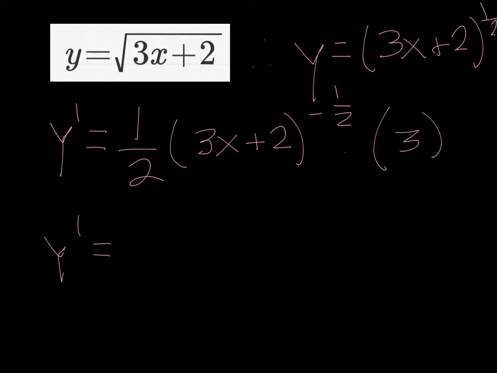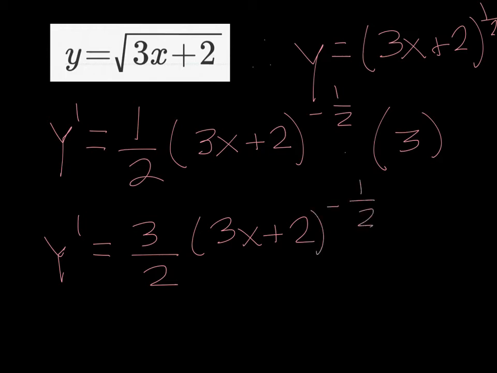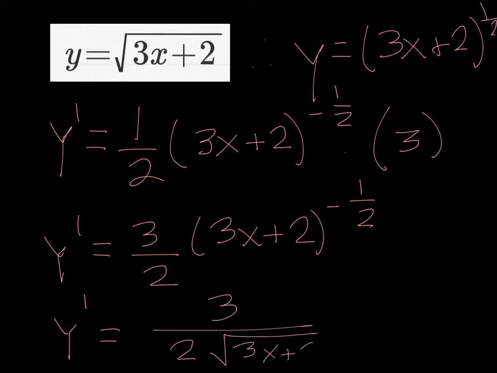So what would that function be? It will be 3/2 of 3x plus 2 elevated to the negative 1/2, or simplifying this, it'll be 3 over 2 square root of 3x plus 2. So by converting this expression on the parentheses into u, what we are doing is a change in the variable. And that is exactly what we are going to do in the substitution rule.